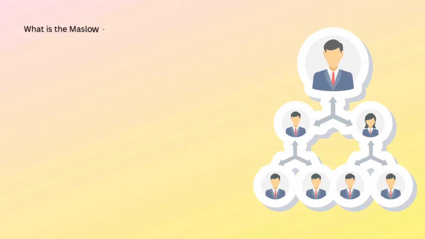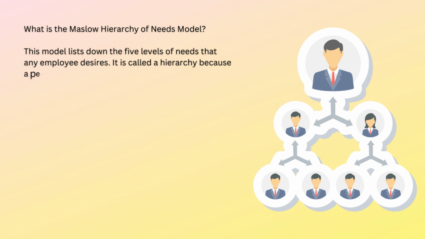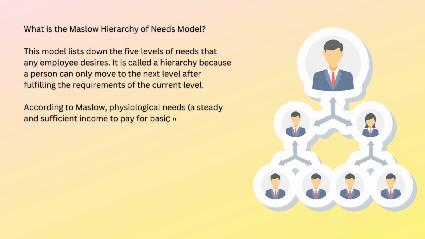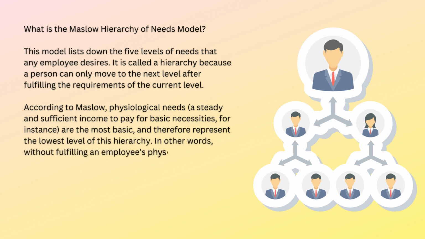What is the Maslow hierarchy of needs model? This model lists down the 5 levels of needs that any employee desires. It is called a hierarchy because a person can only move to the next level after fulfilling the requirements of the current level. According to Maslow, physiological needs, a steady and sufficient income to pay for basic necessities, for instance, are the most basic, and therefore represent the lowest level of this hierarchy. In other words, without fulfilling an employee's physiological needs, you cannot fulfill any of the others.